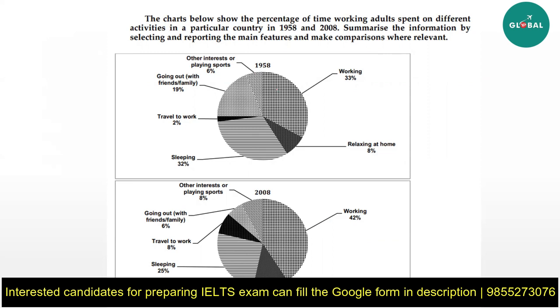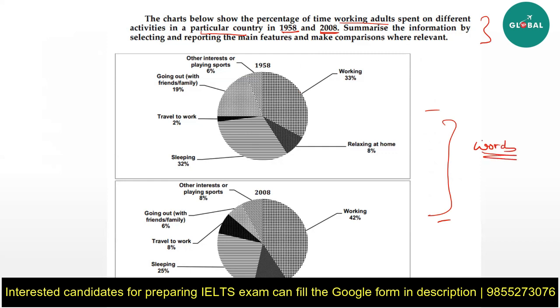So, first of all, let us understand what the question is. As you can see, there are 2 different pie charts that are given to us here. What is given in these pie charts is the percentage of time working adults, that is, people who are working, spend on different activities in a particular country. The country has not been specified, in 2 different years, 1958 and 2008. And as I said before, what you have to do is summarize this information that is given in a pictorial form in words.